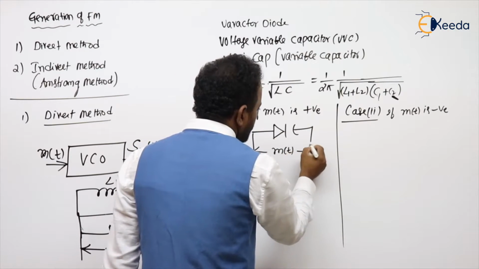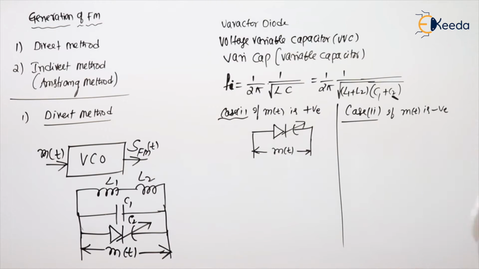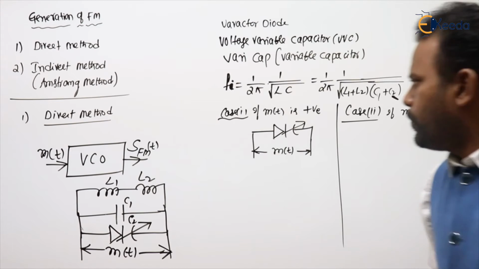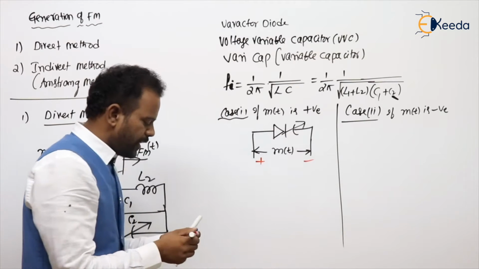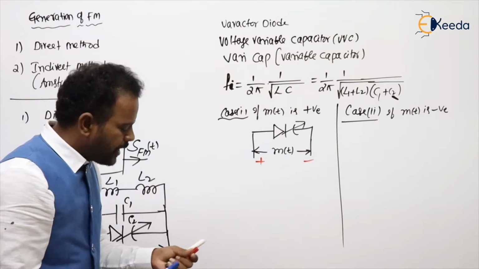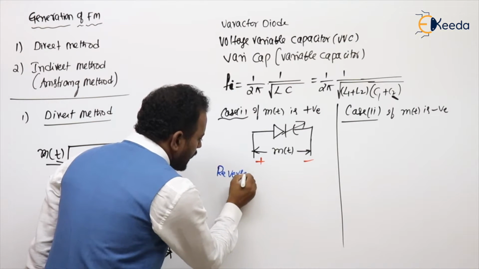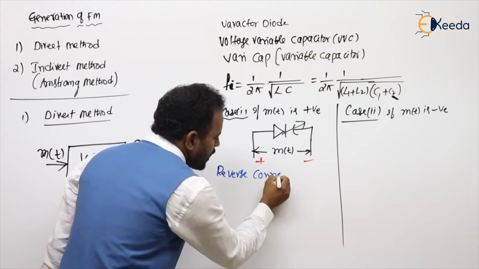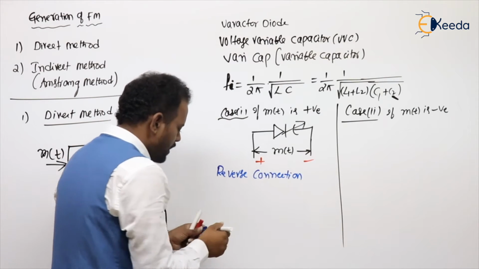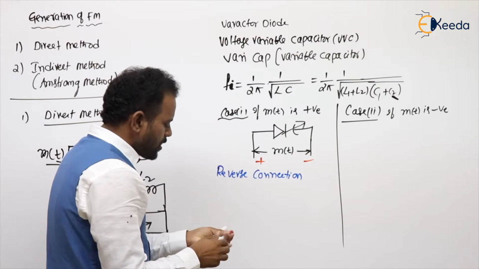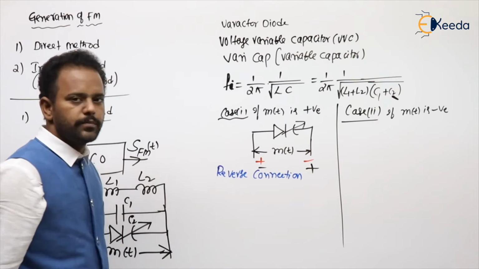Across, we are connecting the message m(t). Here in the first case, m(t) is positive, which means this is the actual way of giving the connection. But here, students, we are using the reverse connection. Why are we using it? To get our required result. Reverse means changing the terminals of the wire, so it will be minus, plus.